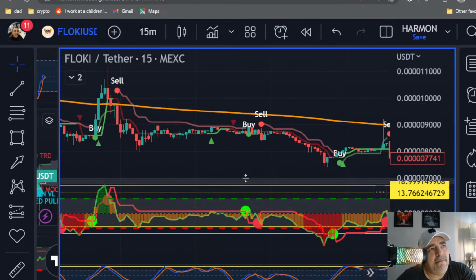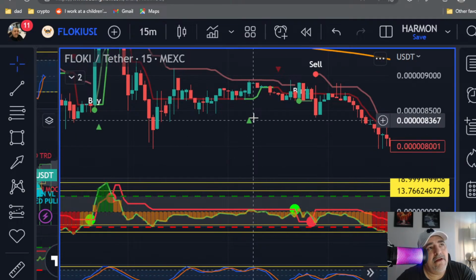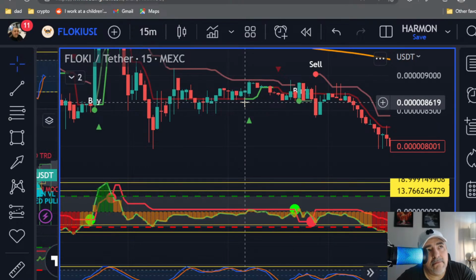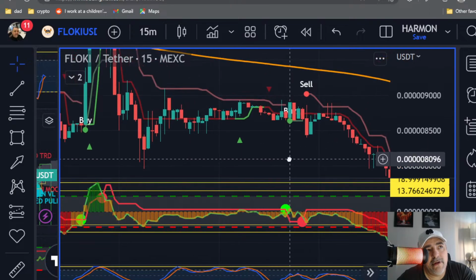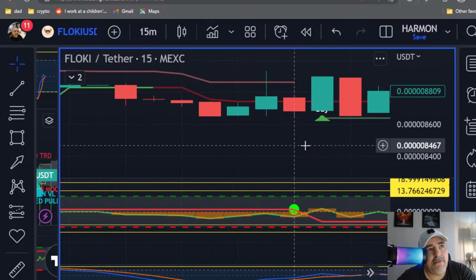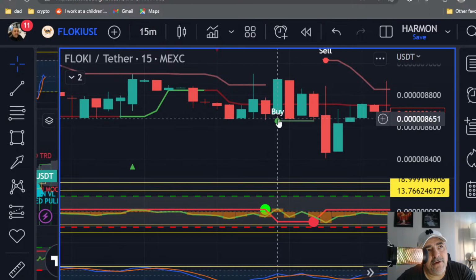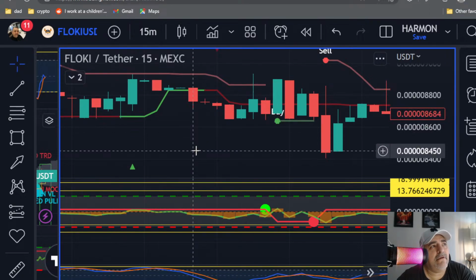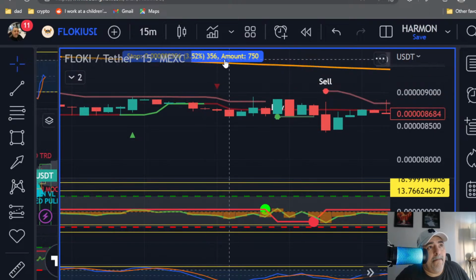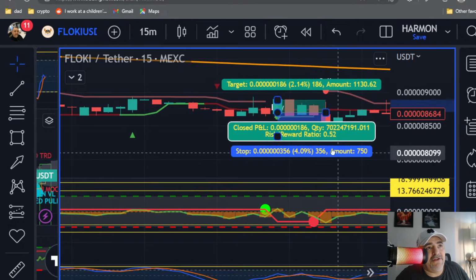Now, here we go. We reset. Come down. What do we have here? Let's take a look and see if anything fails here. Green trend. Right? Green trend. No moon. No buy. Then we come over here and what do we have? We have green moon. We have a buy signal. And what do we get?